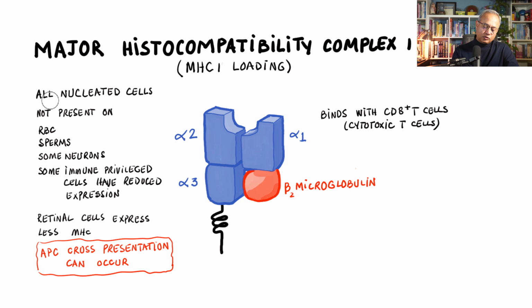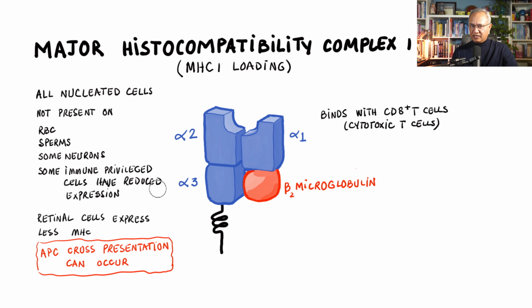Now MHC Class I is presented on all nucleated cells with certain exceptions. Of course, it is not present on anucleated cells, for example RBC. However, sperms also do not express this, or a study showed that out of all the sperms, 24% may express this. Some neurons do not express this or express it in reduced amount.